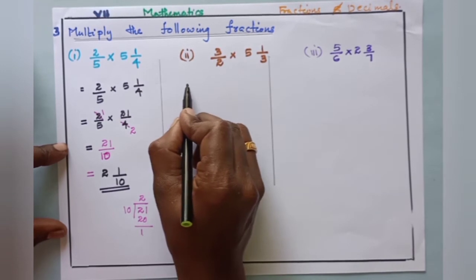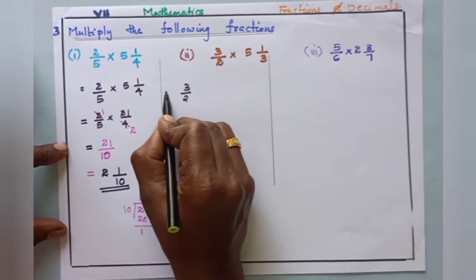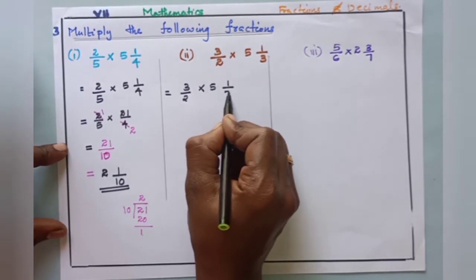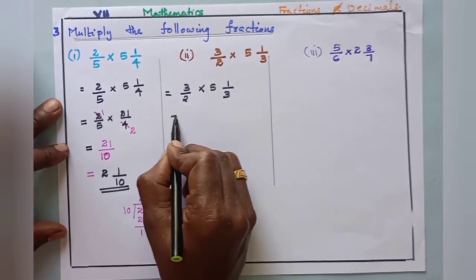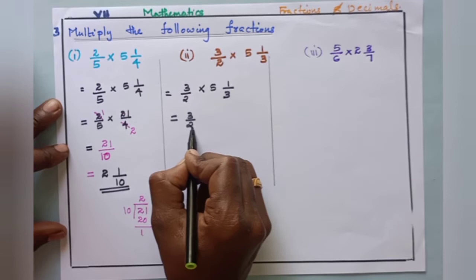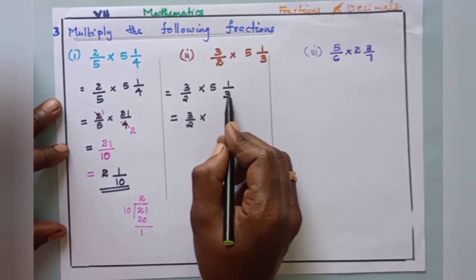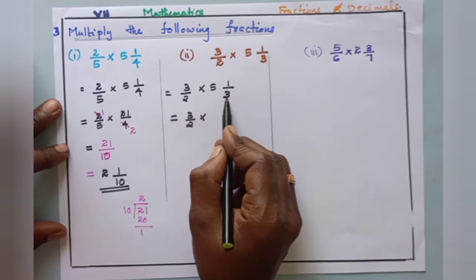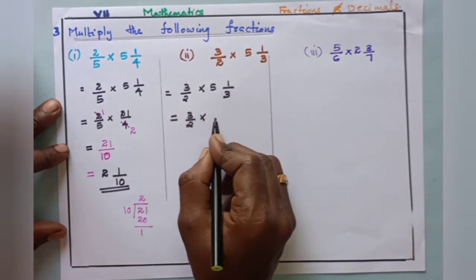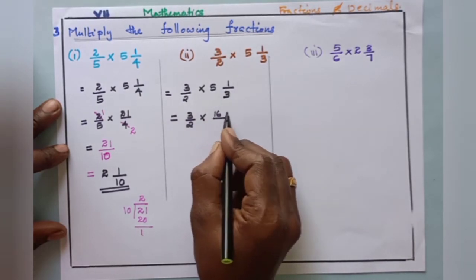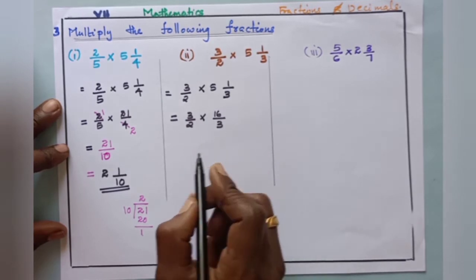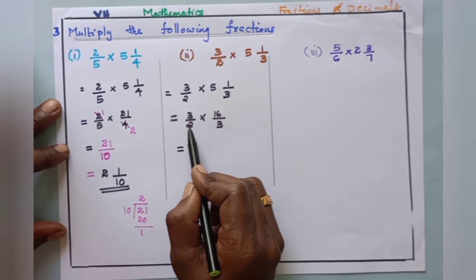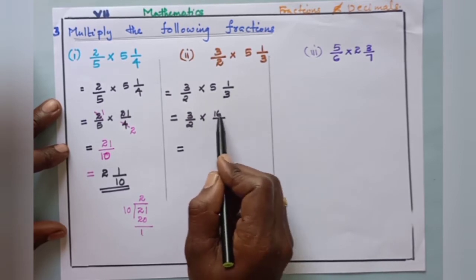Second question, 3 by 2 into 5 and 1 by 3. So 3 by 2 into 5 and 1 by 3, change into improper: 5 into 3, 15 plus 1, 16 by the same denominator 3. Then check whether any cancellation is possible or not.